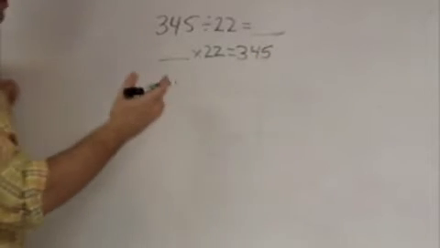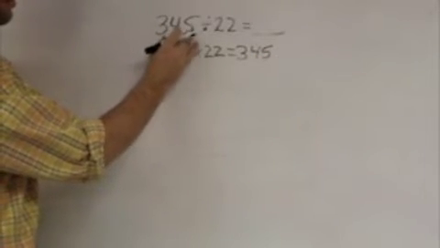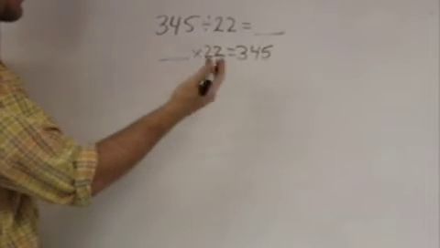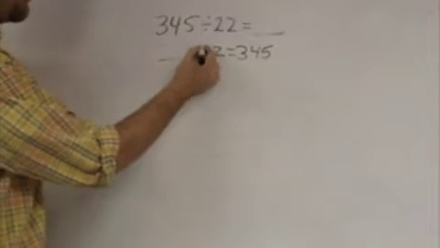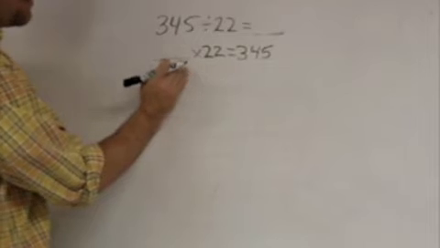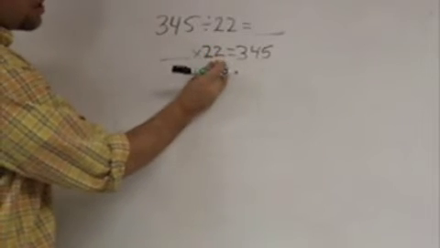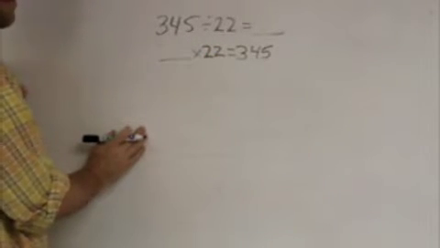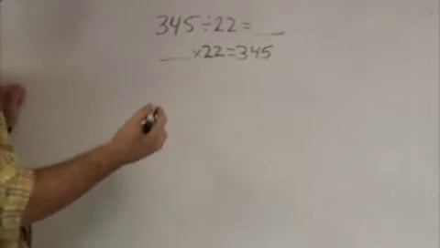Now, instead of doing actual division and having to go through the process to do that, I can use multiplication, which I know a lot of you guys are more familiar with. So we can figure out how many groups of 22 equals 345. So I'm actually going to think about this as a multiplication problem.